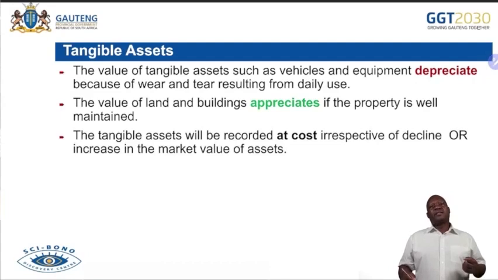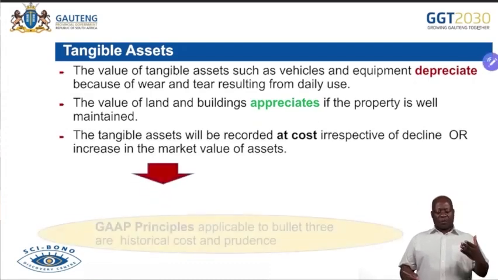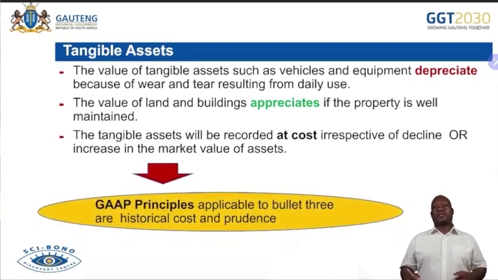And then tangible assets are always recorded at cost. You are going to see that there are some principles that support this notion. We always record our tangible assets at cost, irrespective of whether they are appreciating or they are depreciating. Please always remember. And which principles are supporting us in that? We have got our principle of historic cost, which says all our fixed assets are supposed to be recorded at the cost price, which means the historic price, the price at which they were bought.